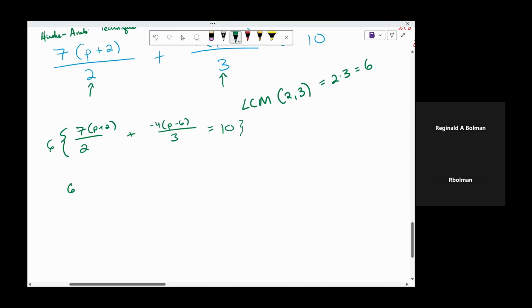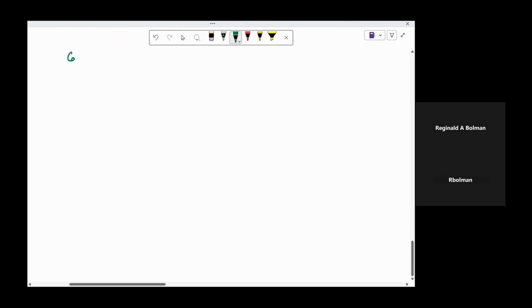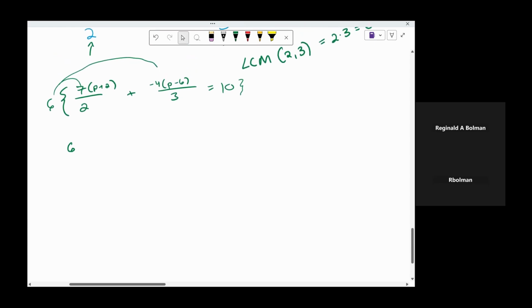when you multiply this 6 across the left side of your equal sign, the 6 has to be multiplied with 7/2 and p plus 2. And then the 6 will be multiplied by -4/3 p minus 6. And we need to not forget that 6 has to multiply with 10.